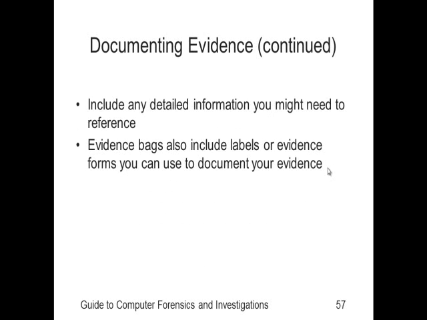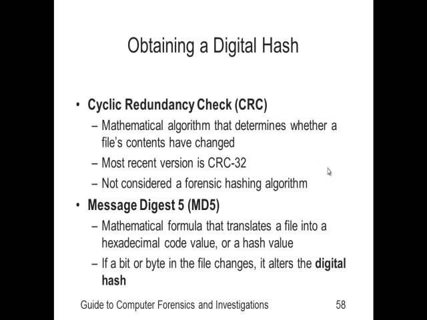Obtaining a digital hash. Cyclical redundancy check is a mathematical algorithm that determines whether a file's contents have changed. The most recent version is CRC-32. CRC is not considered a forensic hashing algorithm. Message Digest 5, or MD5, is a mathematical formula that translates a file into a hexadecimal code value, or hash value. If a bit or byte in the file changes, it alters the digital hash.